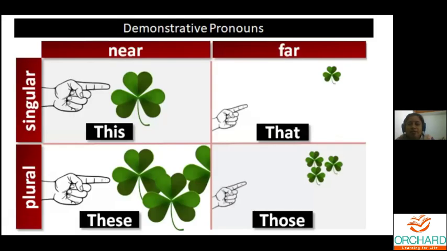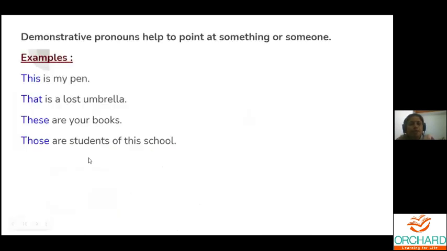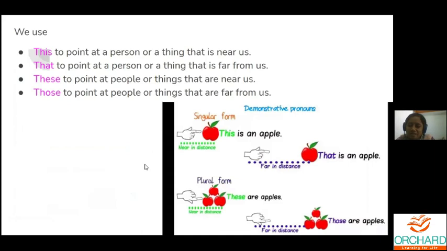And demonstrative pronouns: this, that, these, those. This and that for singular. This is for nearby, singular, and that for far away, singular. These, plural, nearby. Those, plural, far away. So demonstrative pronouns help to point at something or someone. This is an apple. That is an apple. These are apples and those are apples.